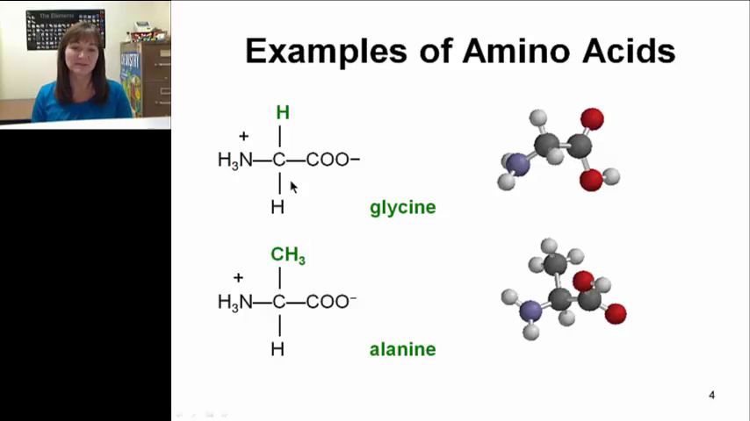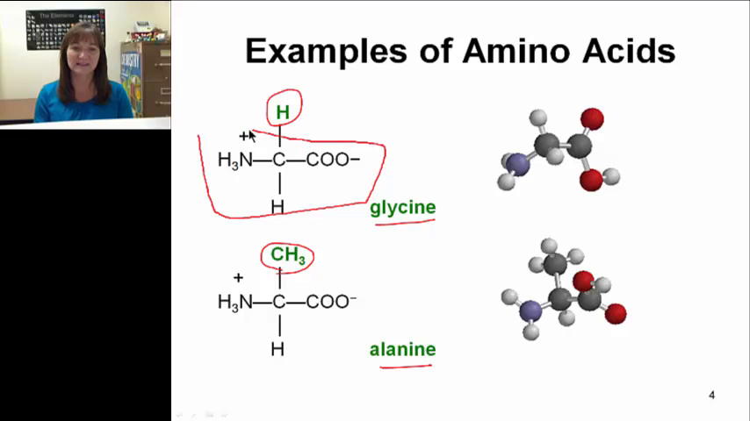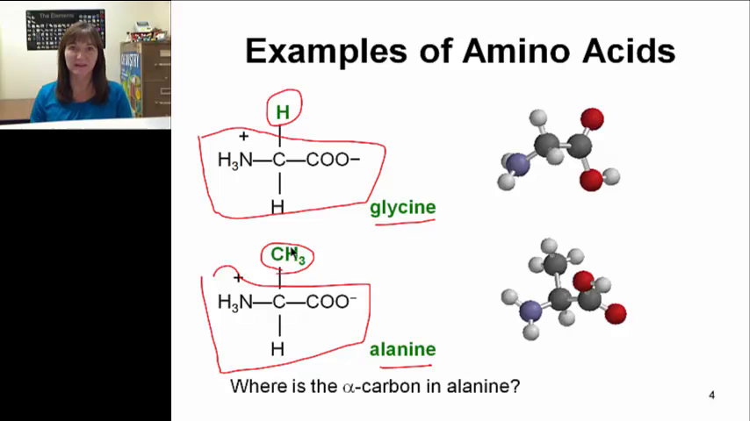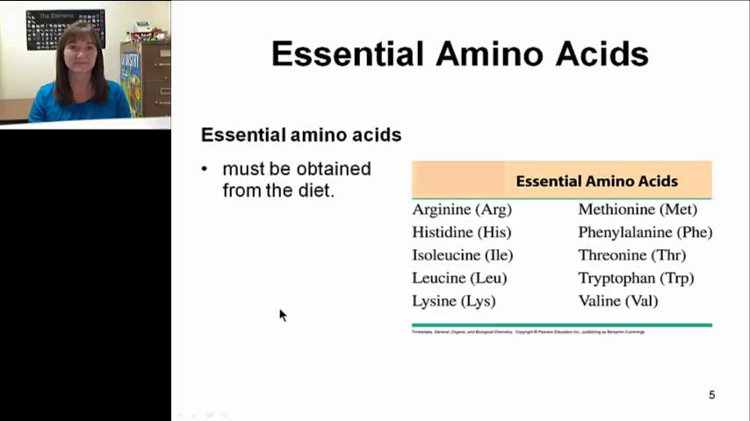So for example, glycine, which is the most simple amino acid, its R group is just a hydrogen. When we look at alanine, the R group here is a methyl group. So once again, if you look at the rest of the amino acid, that is going to be the same in every amino acid. Okay, so it is just the R group that you want to be able to see. So where is the alpha carbon in alanine? I hope you come in here and you just pick this center carbon. That would be the alpha carbon.